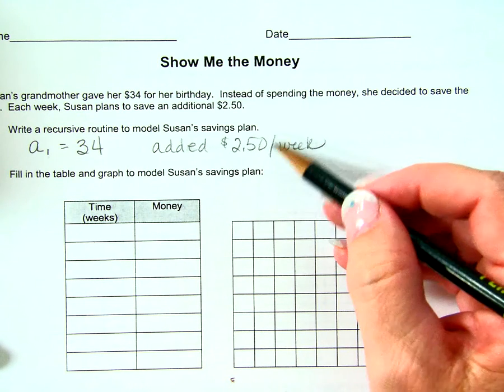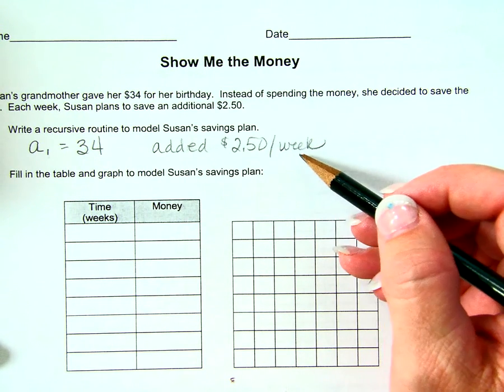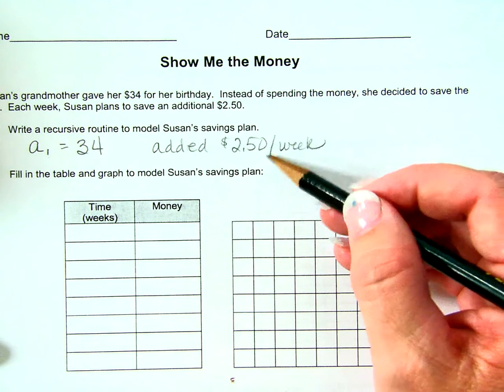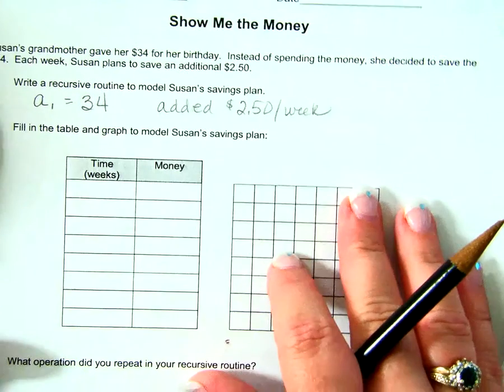I wrote a slash. What does that slash mean? Per. You okay with that? $2.50 per week. Okay? So we're filling in the table right here.